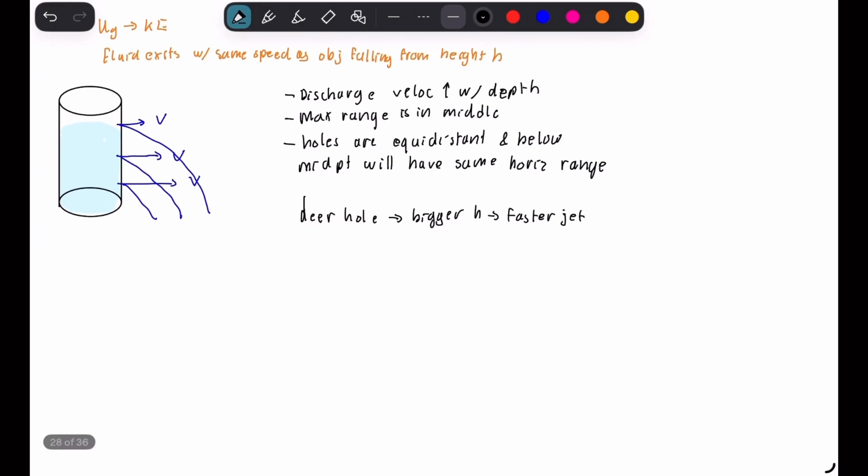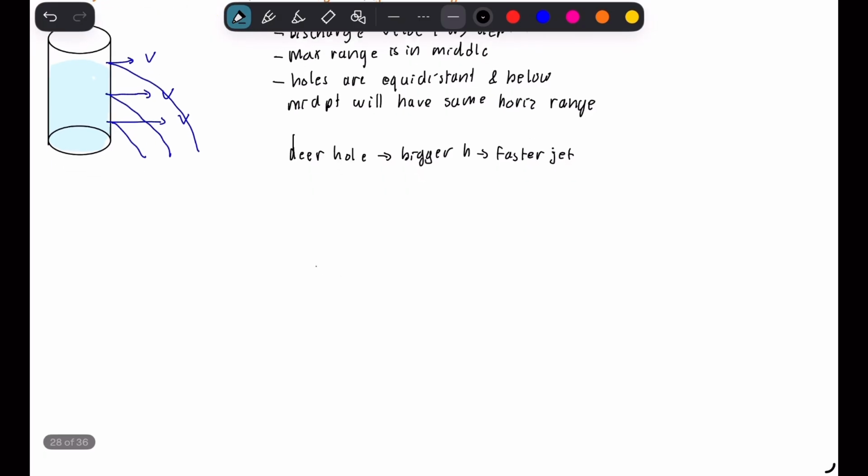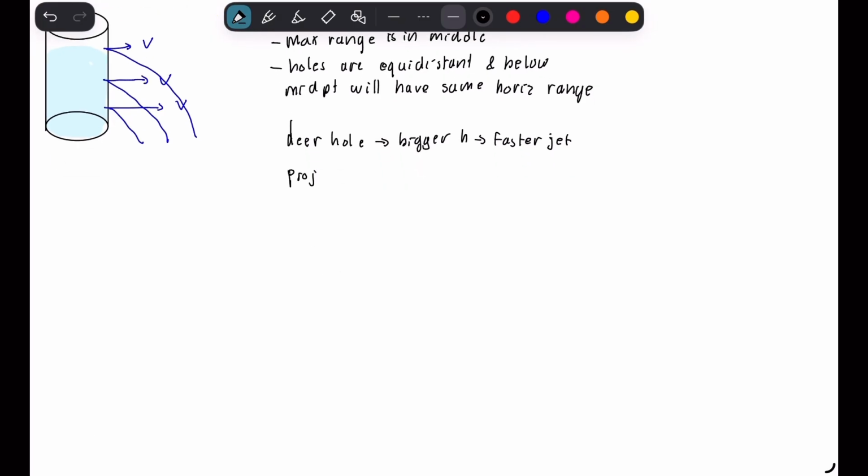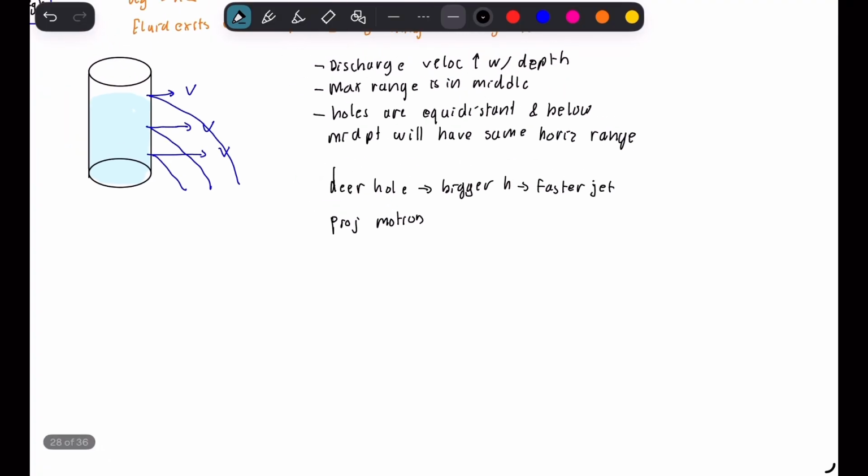You also have the projectile motion effect. So we know that the water shoots out horizontally, then it falls. So the time in the air depends on the height from the ground, and the speed depends on the depth below the surface. So the maximum horizontal range is going to be from the middle hole.